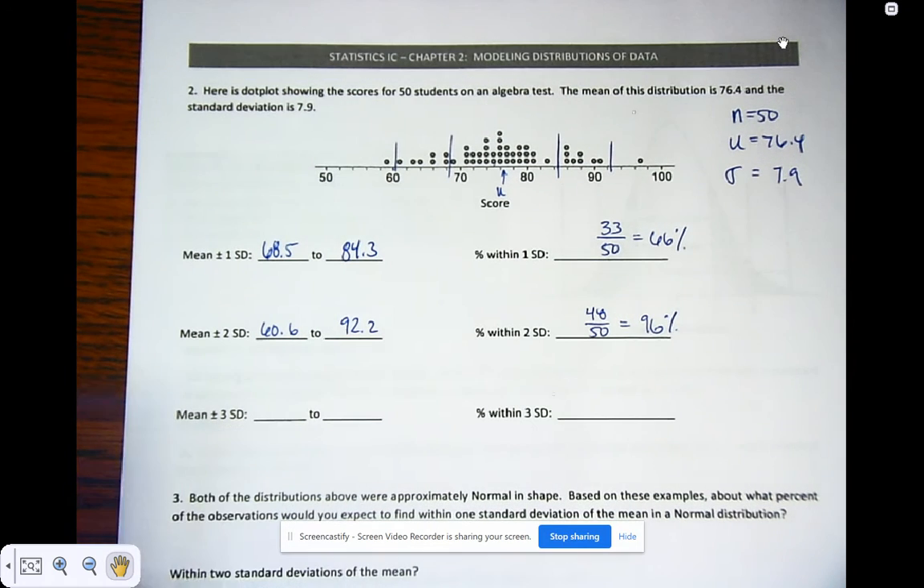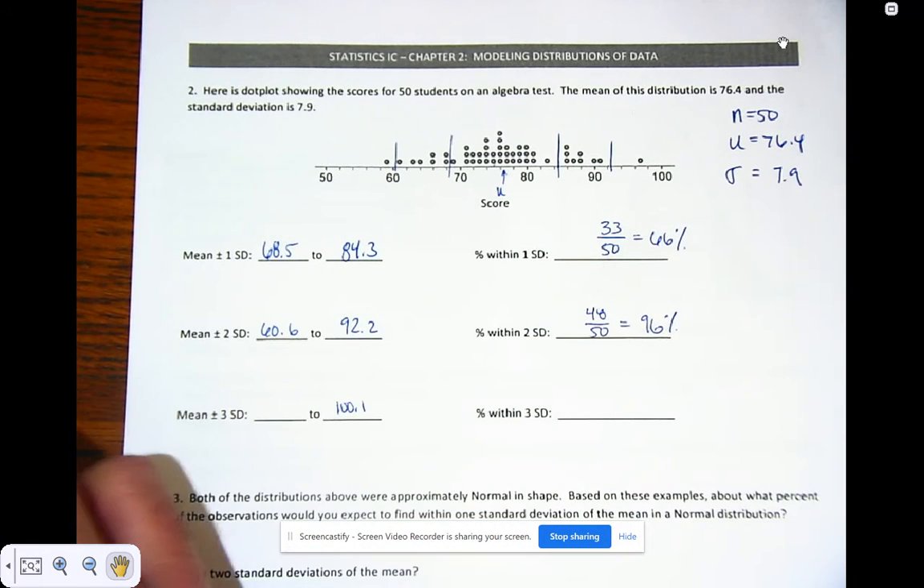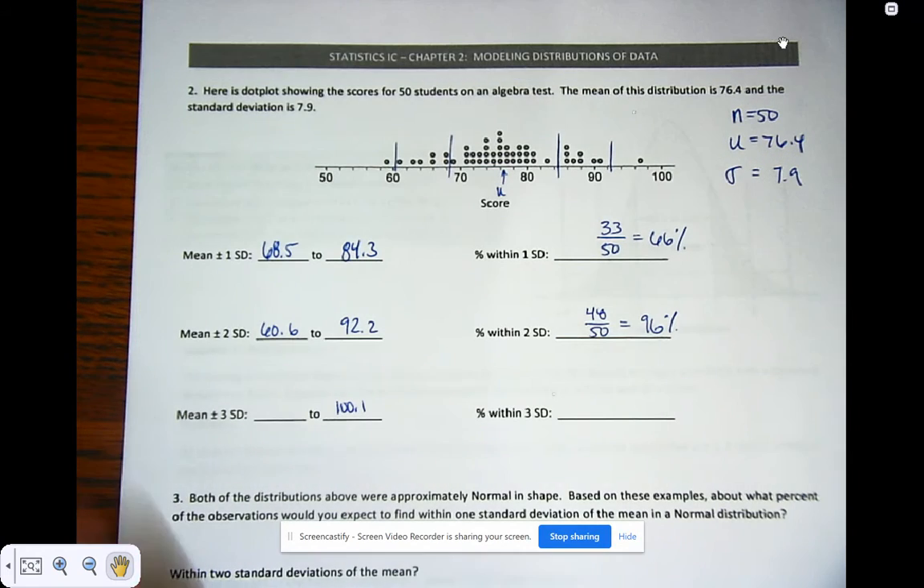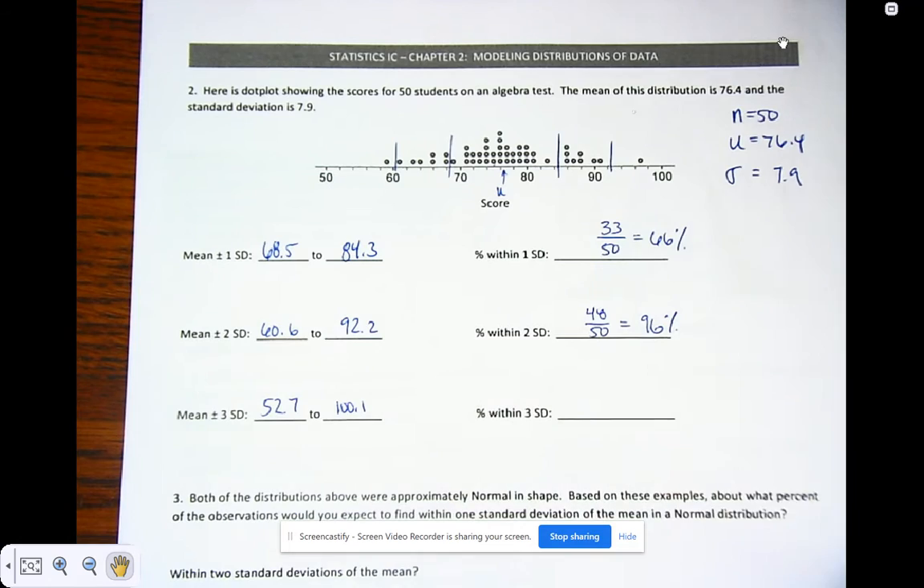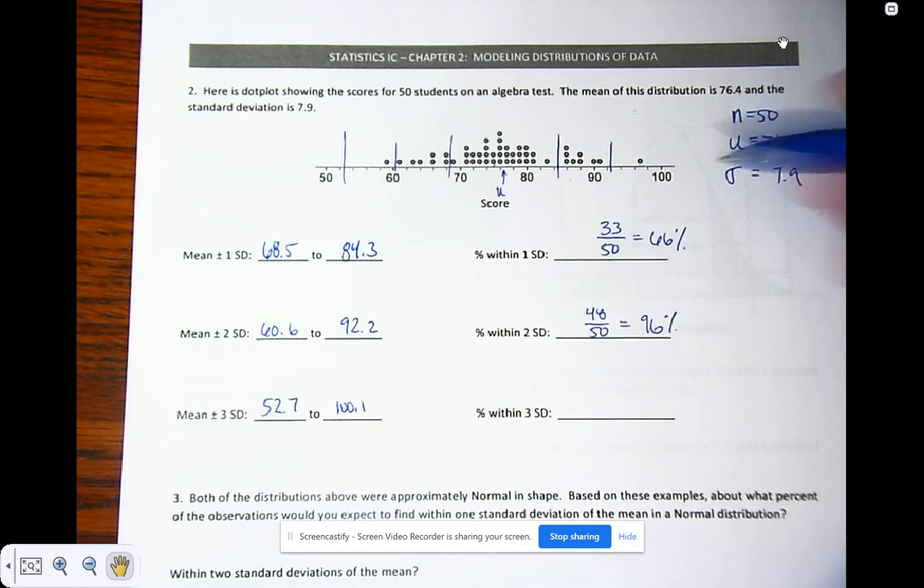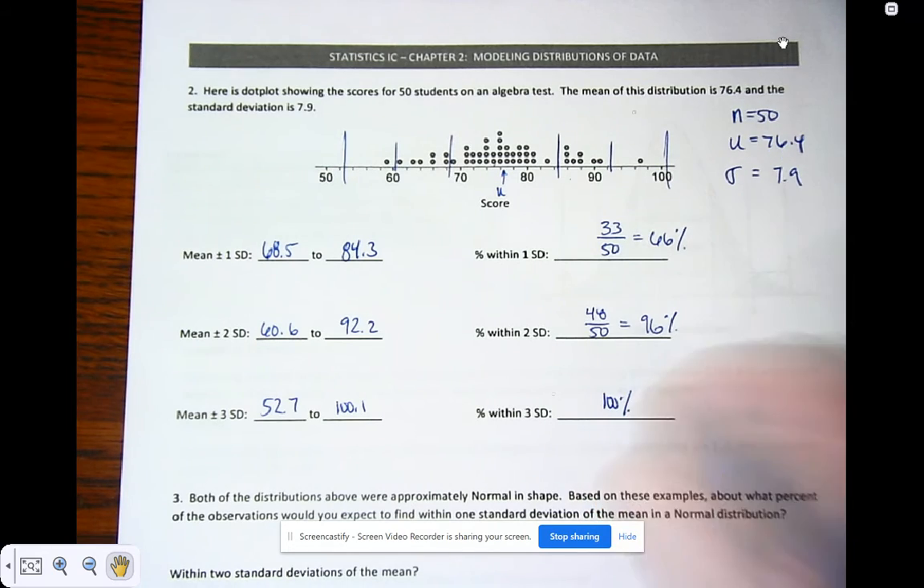Okay, and if we go 3 standard deviations, I get 100.1. And when I subtract, I get 52.7. Okay, so all the way down here and up to here, we have 100%. Okay, and so it kind of seems like we can recognize a pattern. Right? This is real data.